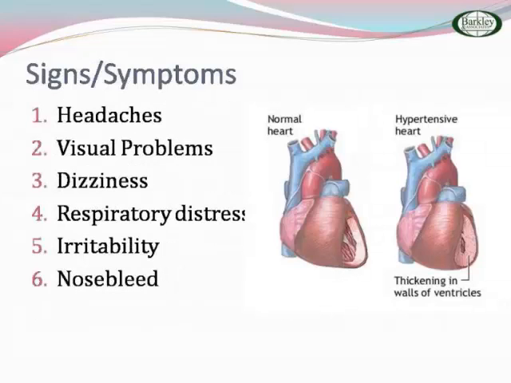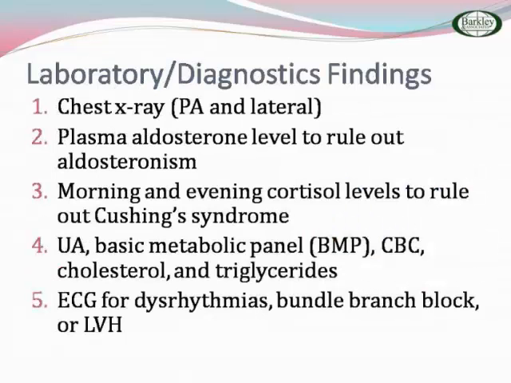We pretty much know the symptoms: headaches, visual problems, dizziness, respiratory distress, irritability, and nosebleed, but not all kids can tell you this, right? Because a lot of them are pre-verbal. We think about what needs to be worked up. Anybody with hypertension probably needs a whole host of labs and diagnostics: x-rays, plasma aldosterone levels, checking for Cushing, cortisol levels. And by the way, do you all realize that cortisol levels are best checked first thing in the morning? That's when they're highest. And they're lowest at night, so they're diurnal. So if you're testing it needs to be early morning.